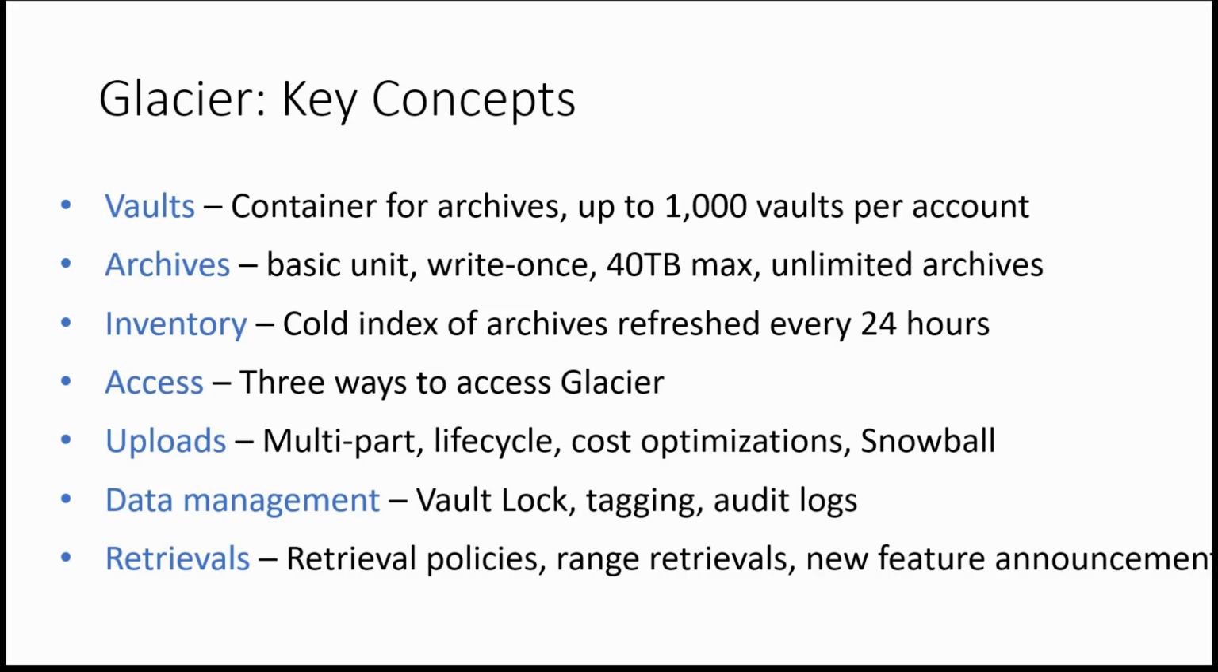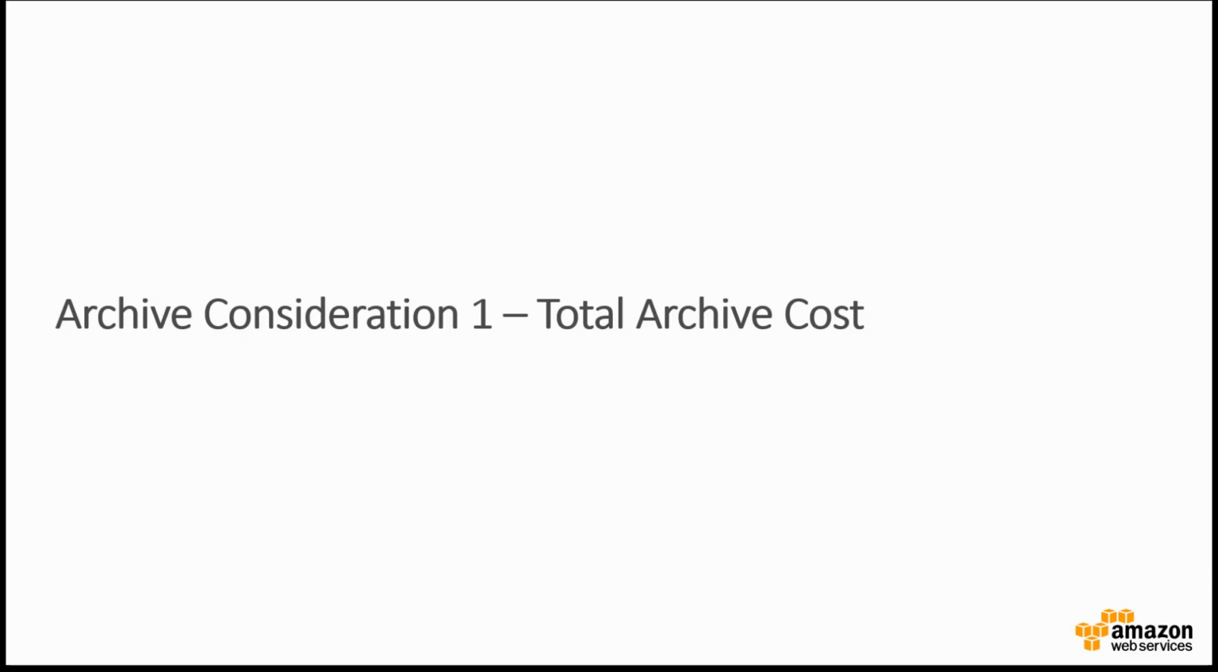So for Glacier, there are some basic concepts that are a little bit different than S3. Rather than buckets, which is the organizational concept in S3, we have something called vaults in Glacier, and you can have up to 1,000 vaults per account. We offer archives, which is the basic unit, if you will, that can go up to 40 terabytes maximum in Glacier. We have an index that we call an inventory, and then we offer a number of different ways to access Glacier that we'll go through. So those are the tiers, if you will, of storage and the capabilities that we have.